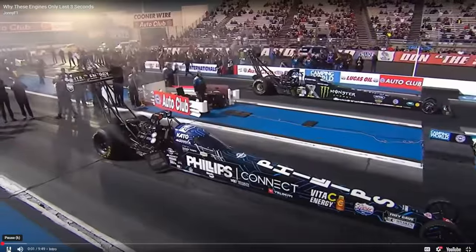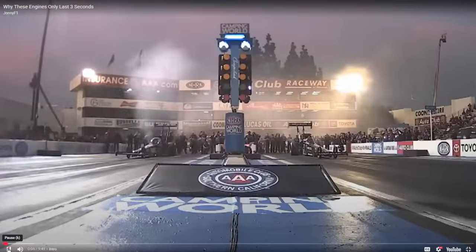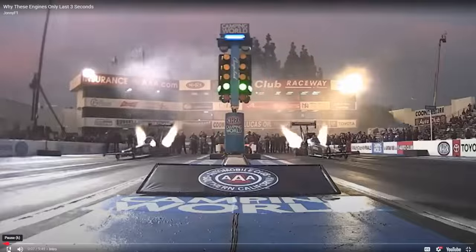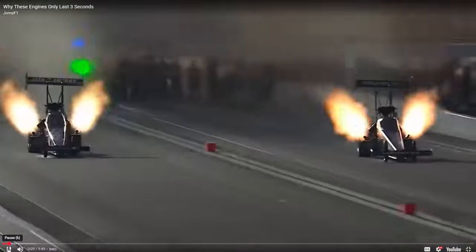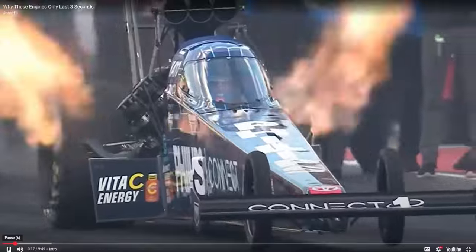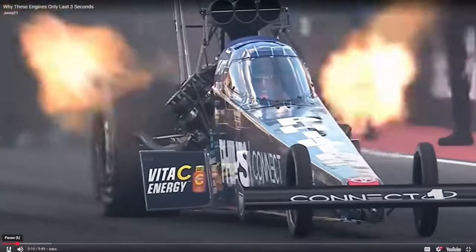On November 11th of 2022 at the NHRA Finals in California, Brittany Force set the fastest speed in the top fuel racing category ever. In only 3.5 seconds, she went from 0 to 338 miles an hour. Top fuel dragsters are the fastest accelerating vehicles on the planet. They're so fast that they go from 0 to 60 before they even travel their own length, pulling over 8 Gs of acceleration.